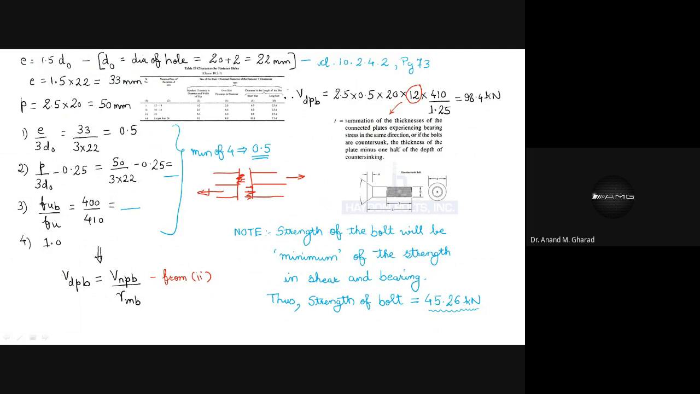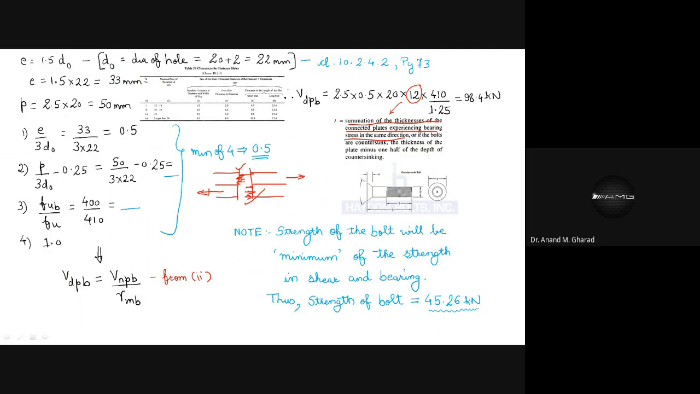Now, here it says summation of the thickness of the connected plates experiencing bearing stress in same direction. So, do you find that these bearing stresses are acting in the same direction for this particular case? Do you see what is the direction of these bearing stresses on the left side, whereas the direction of these bearing stresses are on the right hand side? Do you agree? Yes.